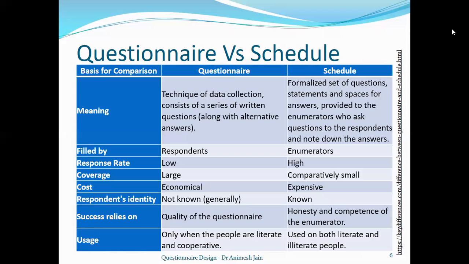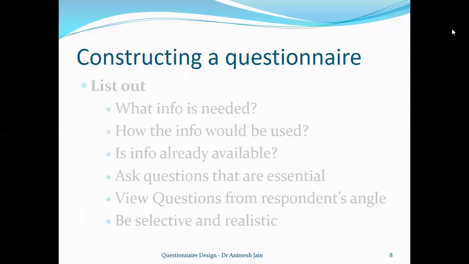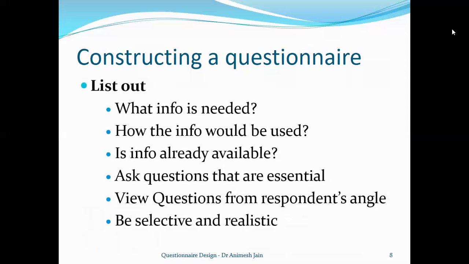The success of the questionnaire relies on the quality of the questions that you put in, the quality of questionnaire, whereas in the case of schedule, it's the honesty or integrity of the enumerator and the interviewer. And people usually need to be literate to answer the questionnaire, whereas for a schedule, you don't require that because automatically the interviewer or the enumerator will speak in whatever language and they will explain. So that's the difference.